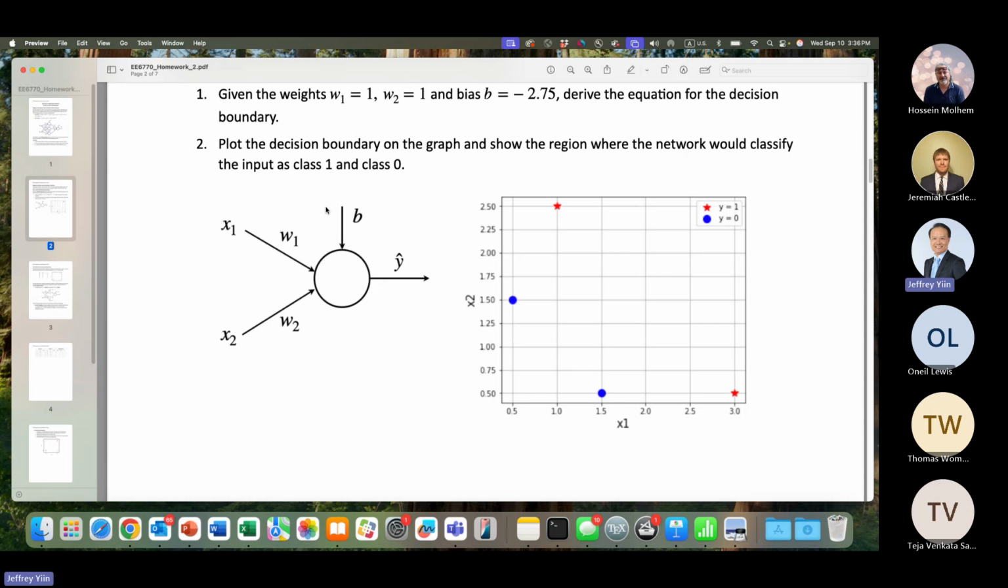But I want you to use a neural network to represent it. Use a one-neuron network and identify what W1 and W2 are. Well, actually, I give it to you already. I even give you the bias. So you use those numbers to derive a decision boundary. It's pretty much a linear function, right? So that's a simple exercise.